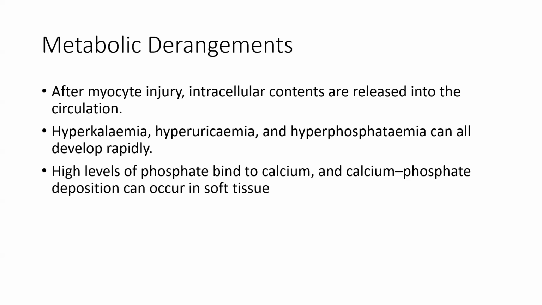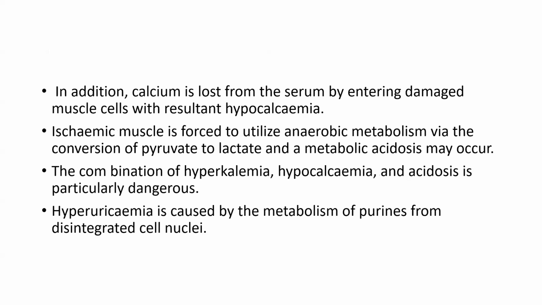This sustained contraction leads to further energy depletion, activation of calcium-dependent neutral proteases and phospholipases, and eventual disintegration of myocytes. Now, metabolic derangement. After myocyte injury, intracellular contents are released into circulation, so hyperkalemia, hyperuricemia, and hyperphosphatemia can all develop rapidly. High levels of phosphate will bind to calcium, leading to calcium phosphate deposition in soft tissue. In addition, calcium is lost from the serum by entering damaged muscle cells, with resultant hypocalcemia.